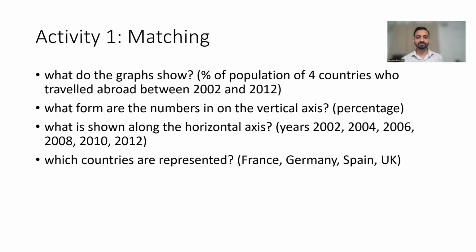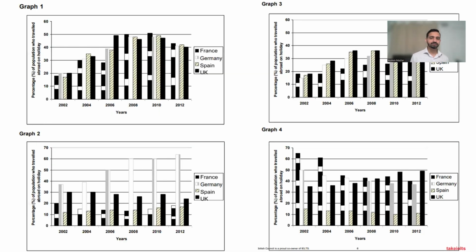Let's say in horizontal axis, you've been given years 2002, 2004, 2006, 2008, 2010, 2012. And which countries are represented. For example, in this case, I'm just going to show you the graph in a minute. It could be France, Germany, Spain, UK. So all that information you need to look at to be able to understand what you are going to be writing about. All right, so in this activity, there are 5 graphs.